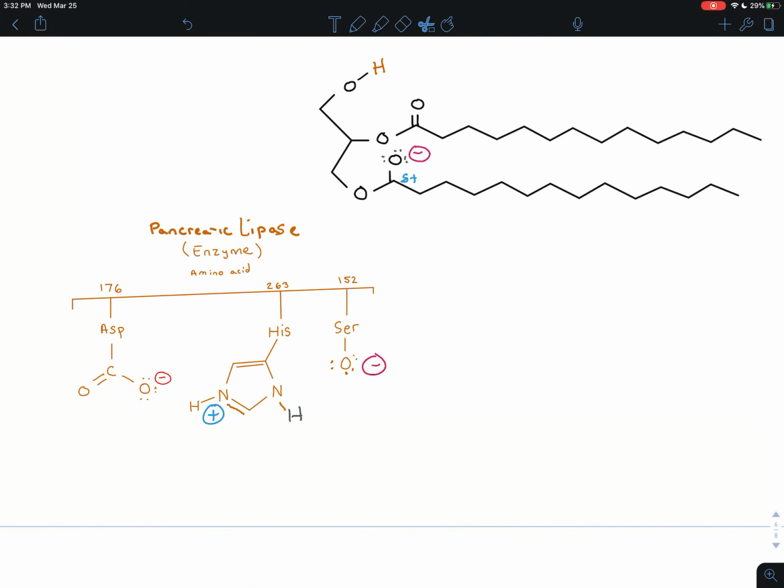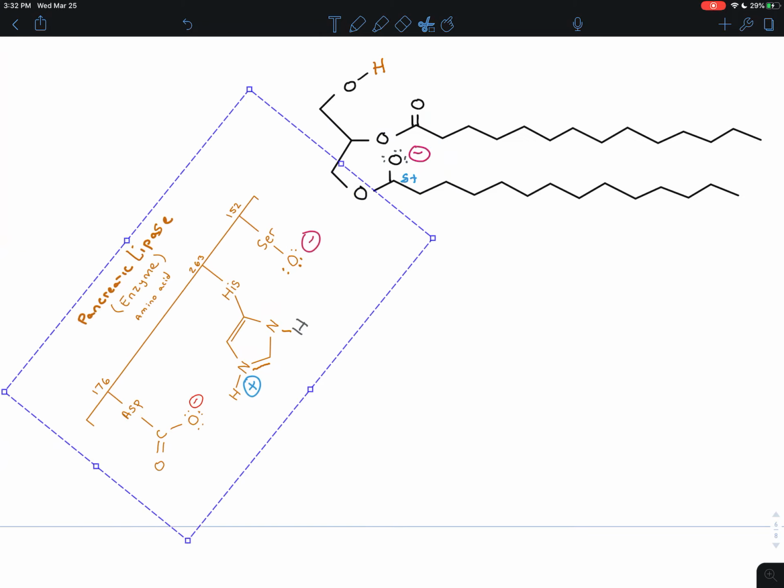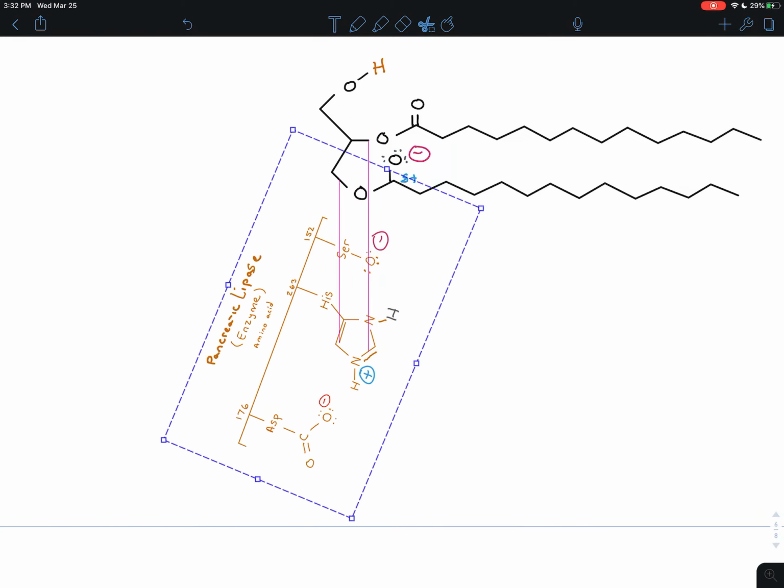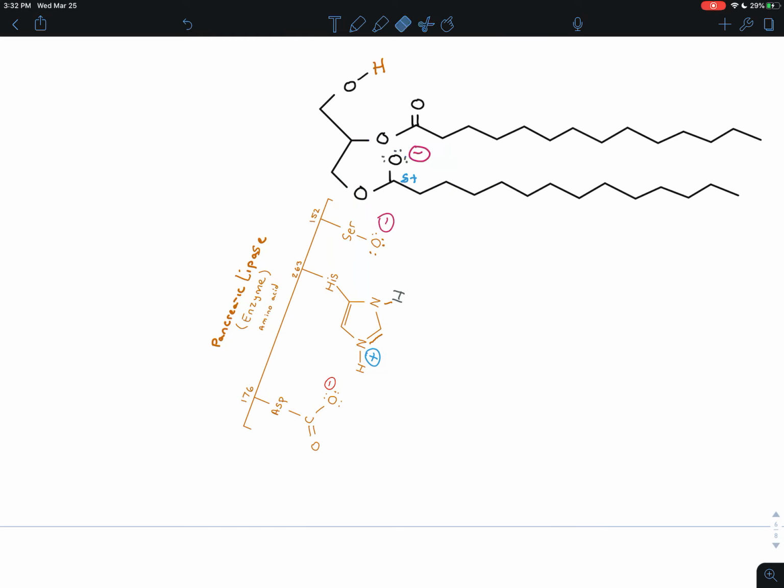So this is going to be a long bond. Actually, let me see if I can rotate this just a little bit. There we go. So that's our tetrahedral intermediate.